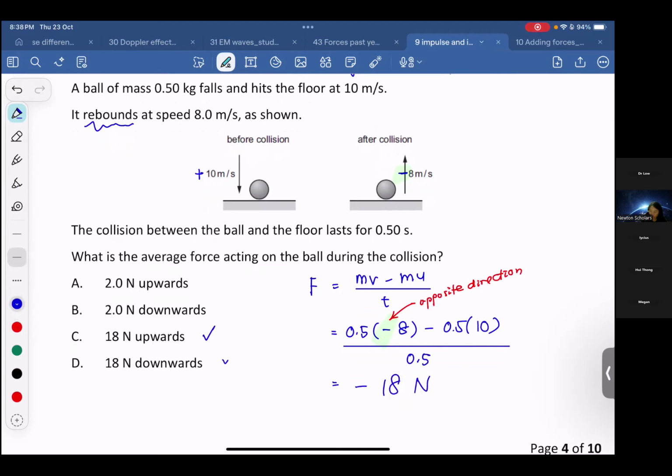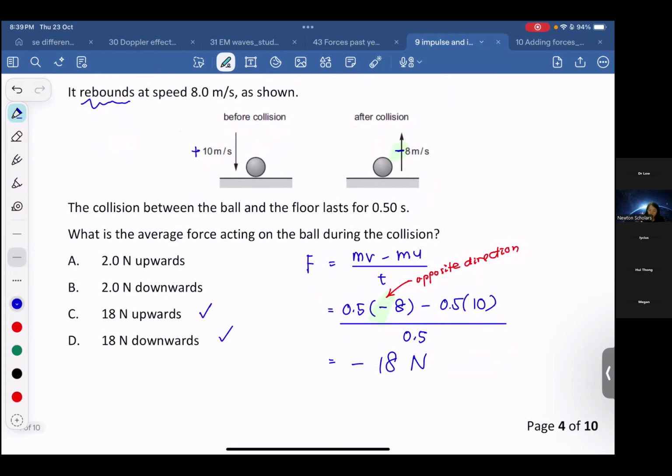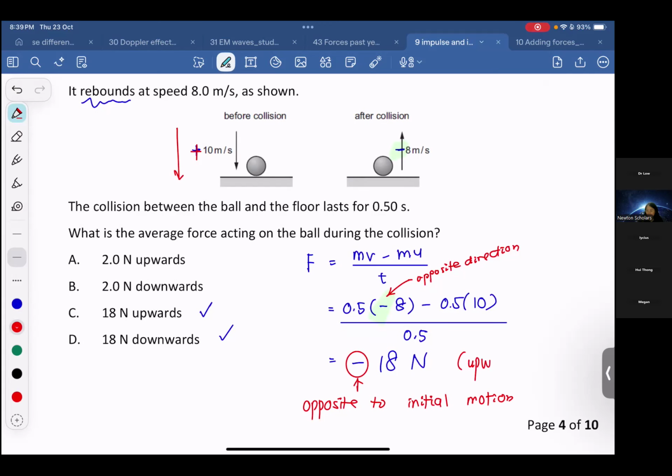So C or D. Which one is my answer? As I told you just now, negative is showing direction. It's opposite to initial motion. So you see, going down, I put as positive. Going down, I put positive, so negative, it will be upwards. Opposite to it. So answer will be C.